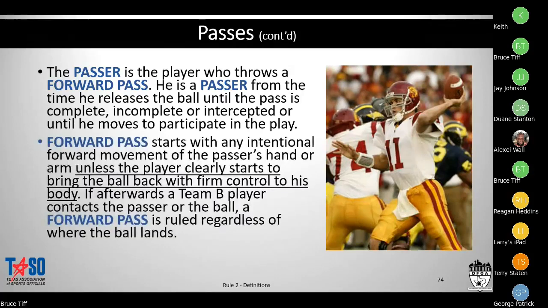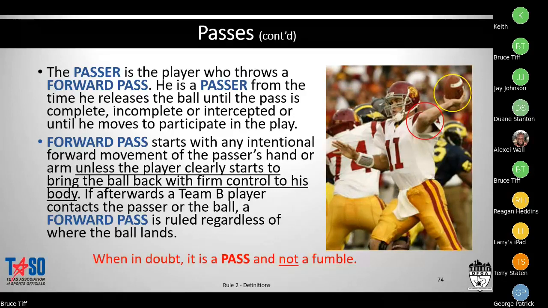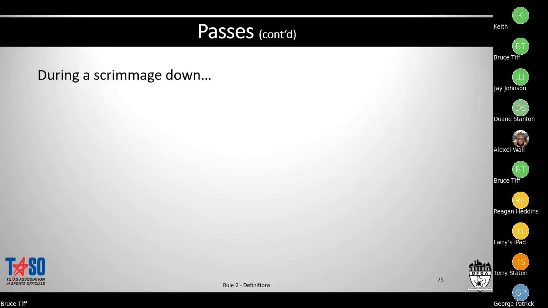Forward pass starts with any intentional forward movement of the passer's hand or arm, unless the player clearly starts to bring the ball back with firm control to his body. If afterwards a Team B player contacts the passer or the ball, a fumble is ruled regardless of where the ball lands. So you're going to have a forward pass anytime there's any intentional forward movement of the passer's hand or arm. And you're going to have the referee ruling on that 99%, 100% of the time. Let me just be clear. When in doubt, it is a pass and not a fumble. So if there's any question, it's a pass.